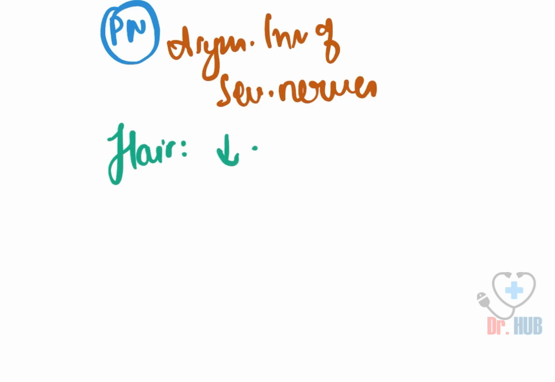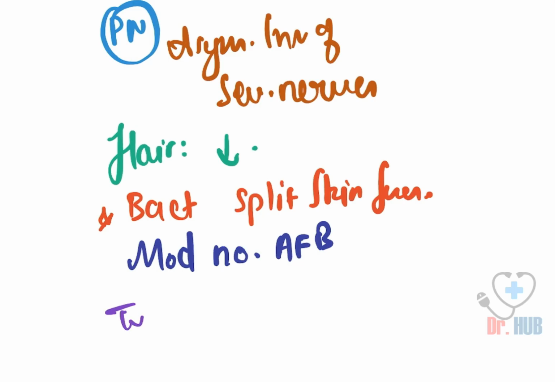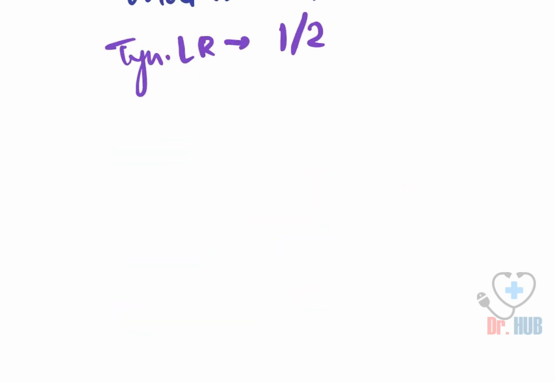Then we look at the bacteriology on the split skin smear. A moderate number of AFB is present. Then we move on to the typical lepra reaction. It can be type 1 as well as type 2. As we discussed, it has characteristics of both the tuberculoid as well as the lepromatous leprosy.